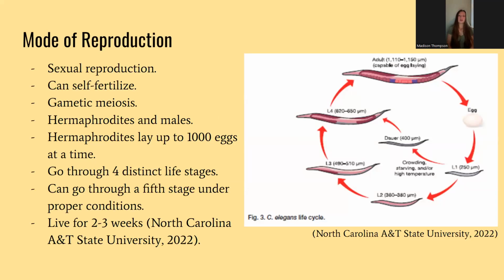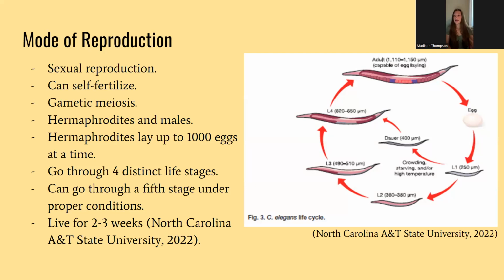Their mode of reproduction is sexual. However, they can self-fertilize. They're often both male and female, and there's rarely just a male organism. And they're hermaphrodites. And hermaphrodites lay up to 1,000 eggs at a time. And this is, again, likely from self-fertilization or a rare interaction with a male. And these organisms go through 4 distinct life stages.